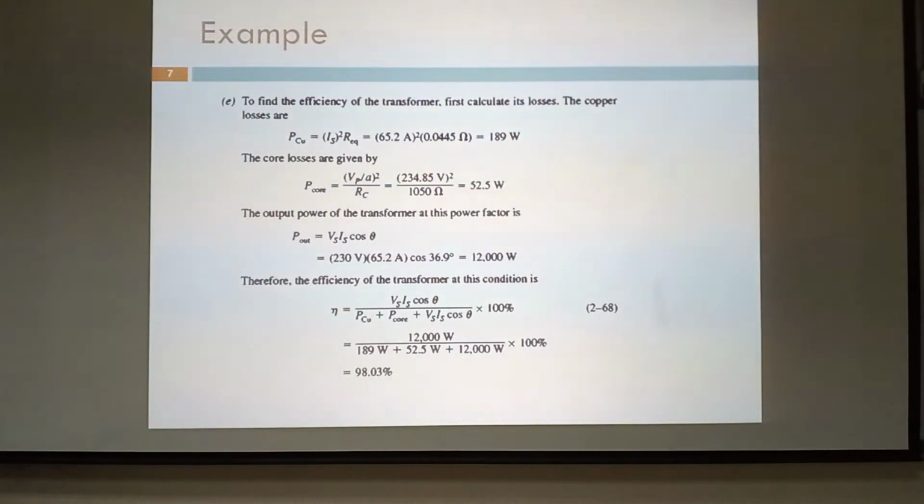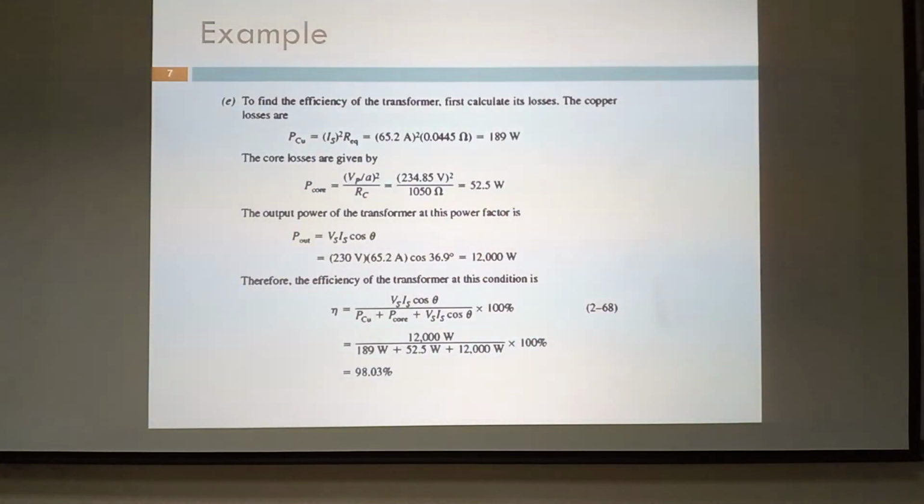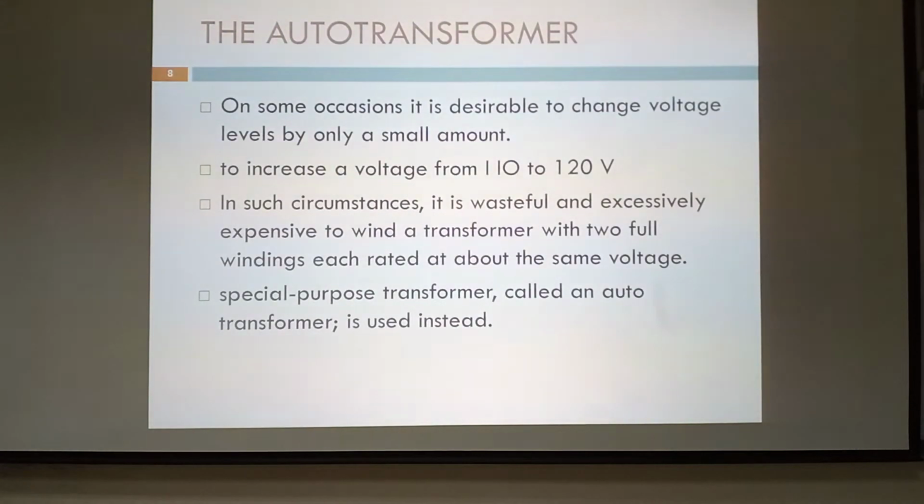So 98% efficiency is very high, and the reason behind this high efficiency is that there are no rotating parts in this machine. That is why the mechanical losses are 0, and due to this the efficiency of a transformer is maximum.